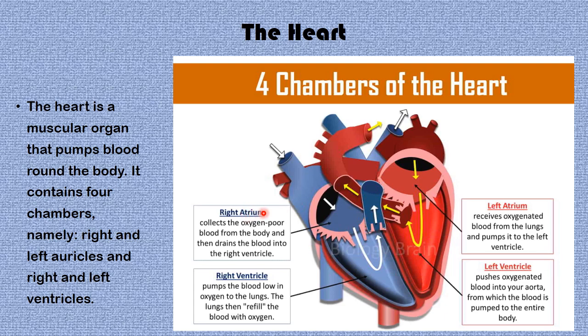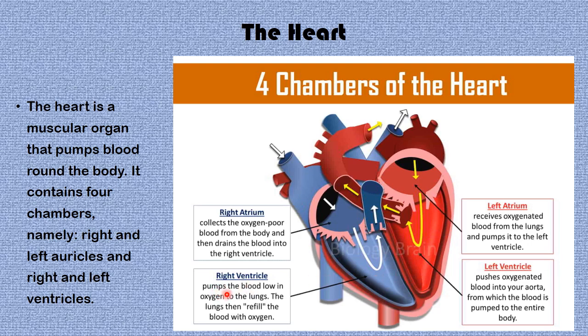Now, the right atrium or the auricle, which is shown right here, collects oxygen poor blood or oxygen deprived blood from the body and then drains the blood into the right ventricle. So the blood that comes from the various parts of the body comes to the heart right here into the right auricle or atrium and passes it to the right ventricle.